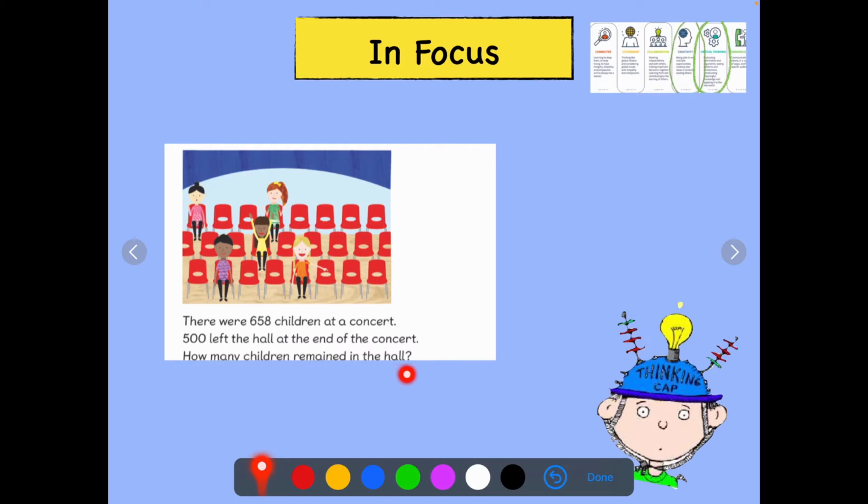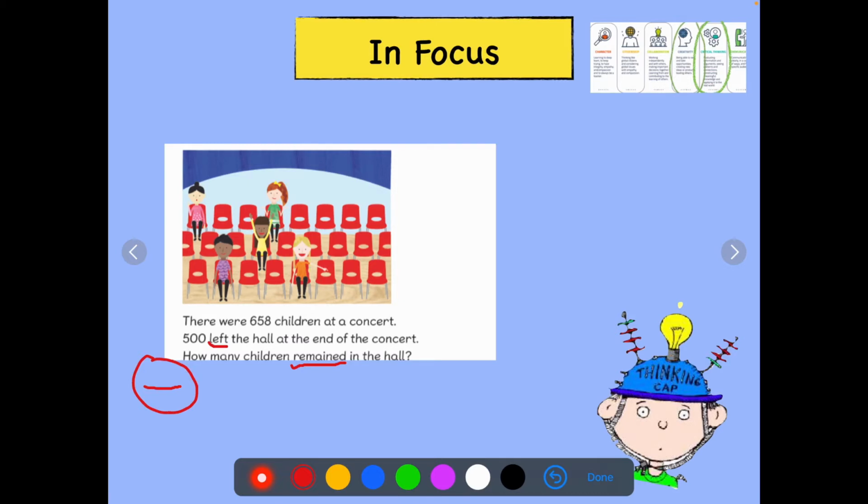First, let's pick out the key words in this problem. The first key word would be left. If 500 people left the hall, are we going to add or subtract? We're going to subtract. The next key word is remained. This means how many children were left in the hall after 500 children left.